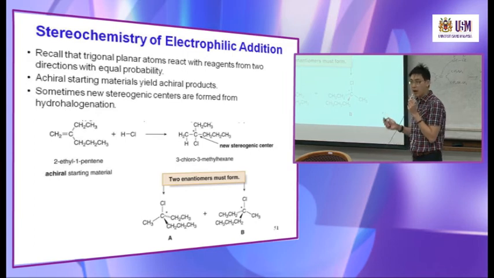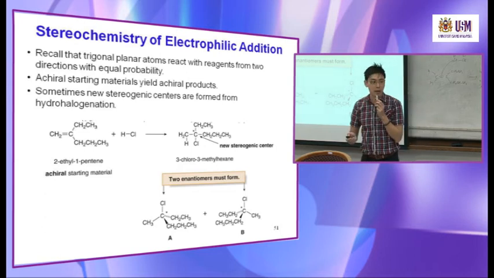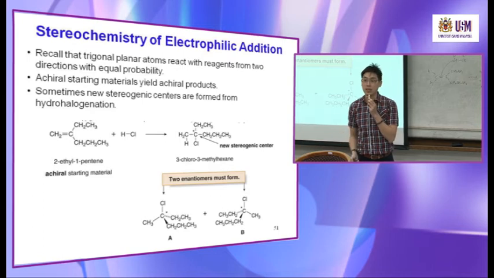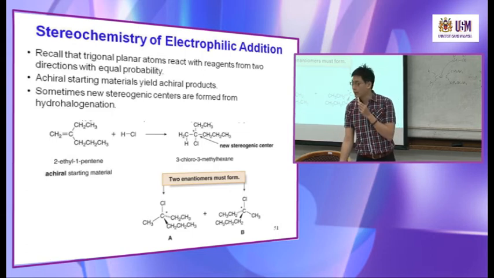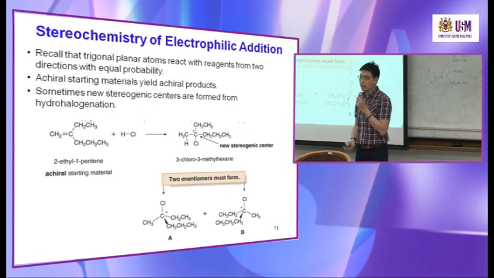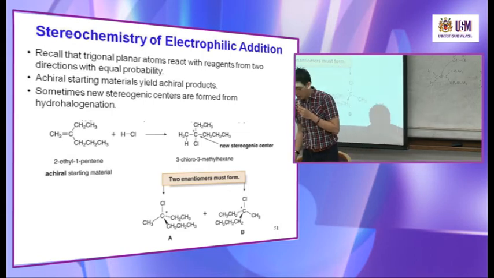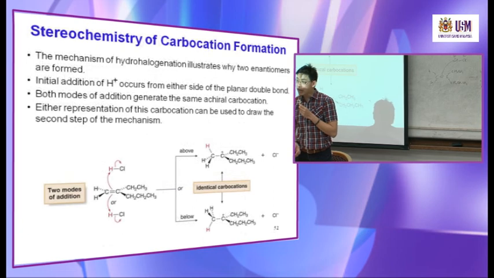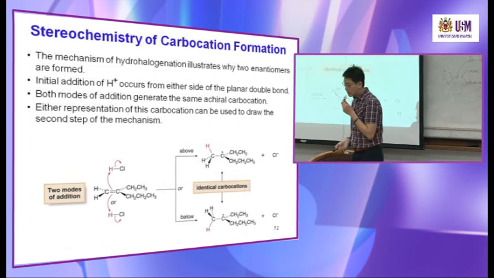Okay, if you have a stereogenic center, it means your product will have a racemic mixture. In this case, because the carbocation is a trigonal planar shape, the nucleophile can attack from either side. Okay, so the same ratio, a racemic mixture. Clear, everyone? Okay, but look at this.